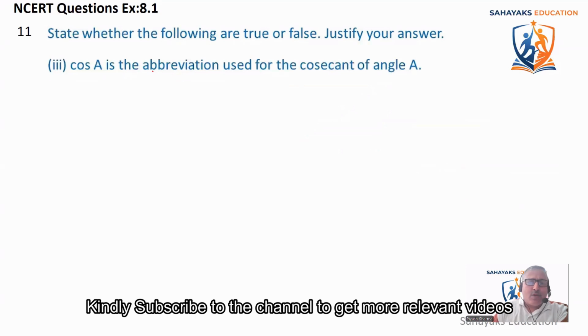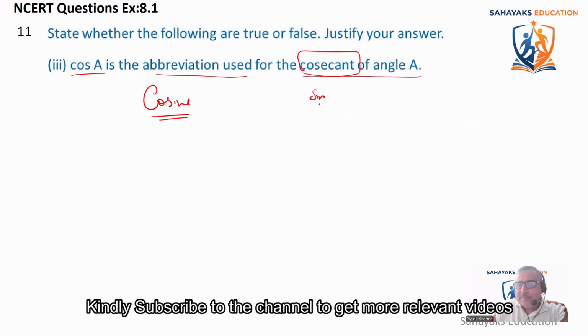Coming next, cos A is the abbreviation used for cosecant of angle A. See, we discussed what cos A is: cosine. The full name is cosine and not cosecant. Cosecant is the name for the reciprocal of sine, or you can say cosec. So cosec and cosecant are the same, and cosine is the abbreviation for cos.